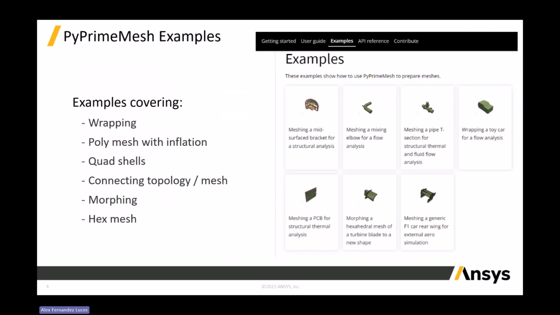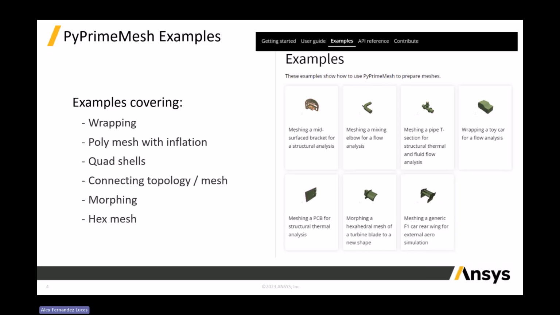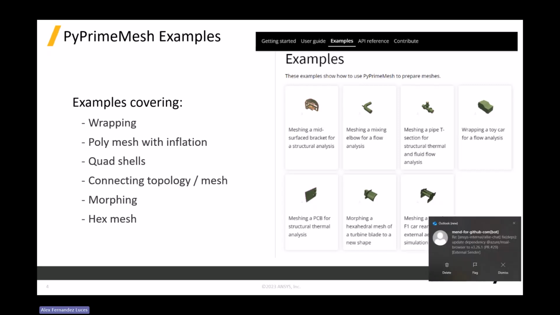We have several examples in our documentation. I encourage you to check them out because they are basic examples of many of the functionalities for PyPrime. Some of these examples cover wrapping, polymesh with inflation, quad shells, connecting topology and meshing, which I will show later, morphing and hexagonal meshing. Again, I encourage you to check out the documentation. It's great, and it shows a lot of the functionalities that you can do with PyPrimeMesh.